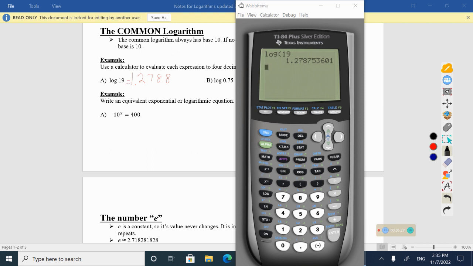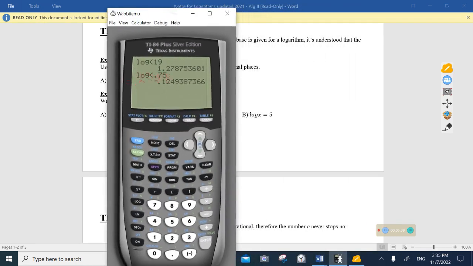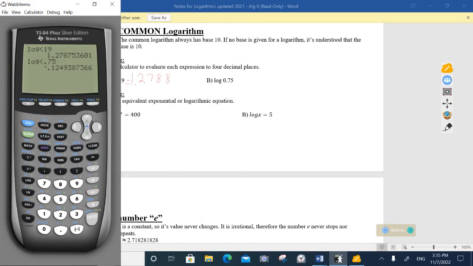And if you did the log of 0.75, let's do that on the calculator. Log 0.75, you get negative 0.1249. So if you have a common log, a log with no base, it's really easy to use. It's on the face of your calculator.